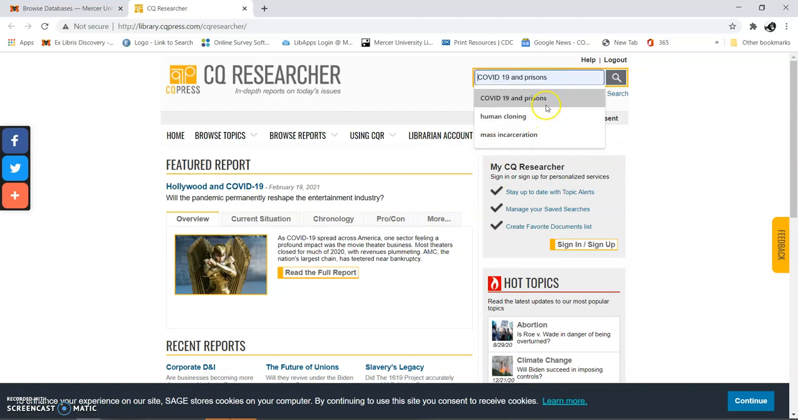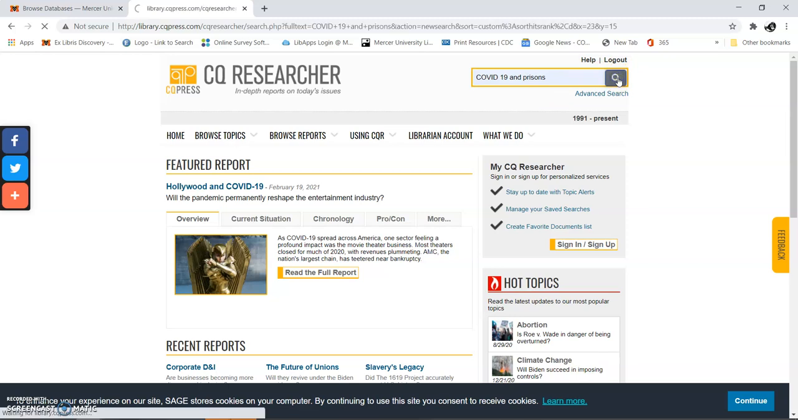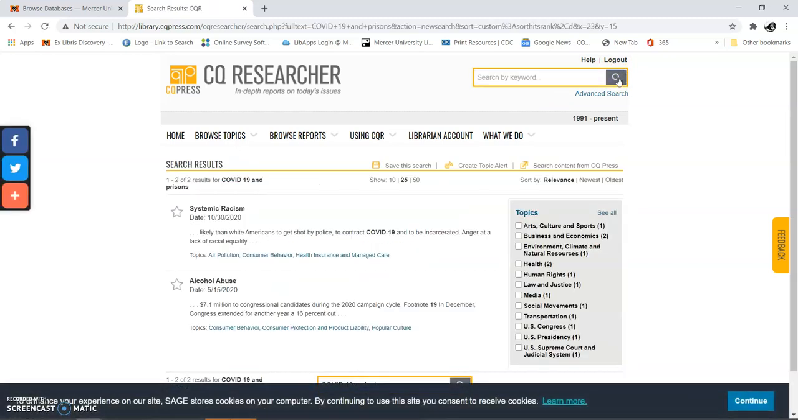So I'm going to look up, here's one. You can look up COVID-19 in prisons. Let's just see how this works. Okay, and it gave us these topics here. These are other topics that it suggests. I'm going to go with the systemic racism.